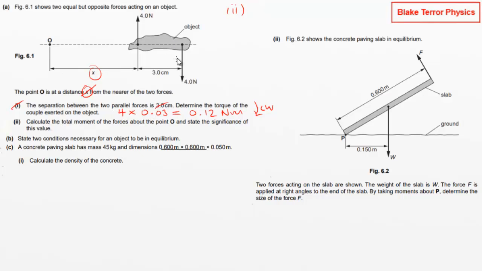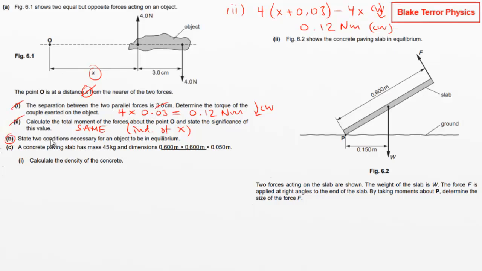We can do a similar thing. If we're doing clockwise here, we're going to get 4 times x plus 0.03, keeping it in meters, minus 4 times x. That's going to be our, again, clockwise moment on this. So the 4x's are going to cancel and we're going to be left with 0.12 Newton meters clockwise, which is what we had previously. So we can say it's the same, and we can then say it's independent of x, which is the interesting part of it, I suppose.